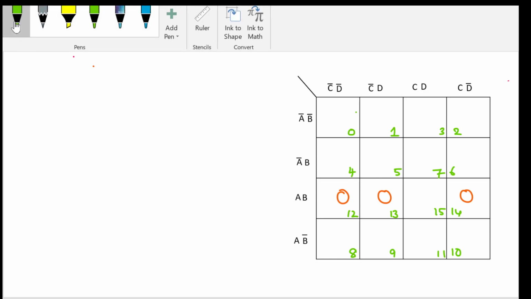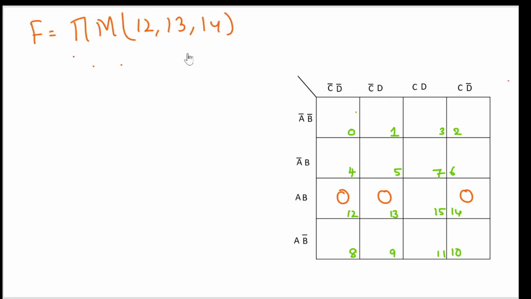Instead of writing all the min terms for the output 1, you can also write the max terms. Sometimes they mention max terms. Now if you fill the min terms other than these three zeros, the rest are all ones.